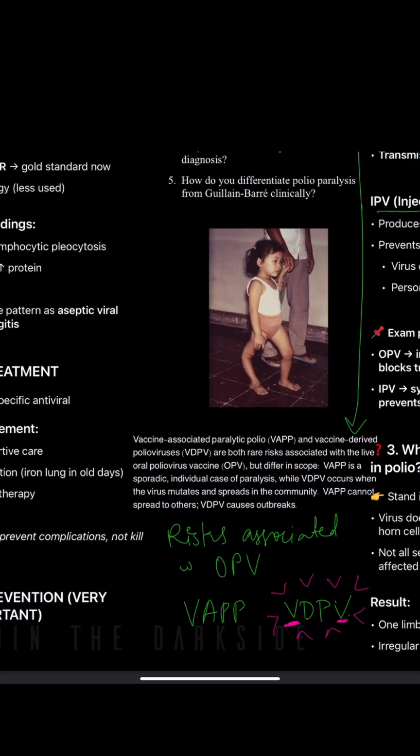VAPP is a sporadic individual case of paralysis, while VDPV, the vaccine-derived poliovirus, occurs when the virus mutates and spreads in the community. So VDPV is like spreading everywhere in the community. VAPP cannot spread to others, but VDPV causes outbreaks.